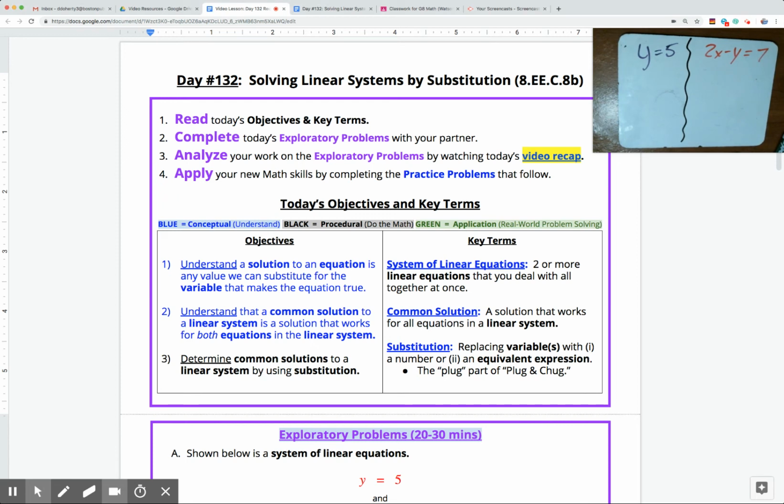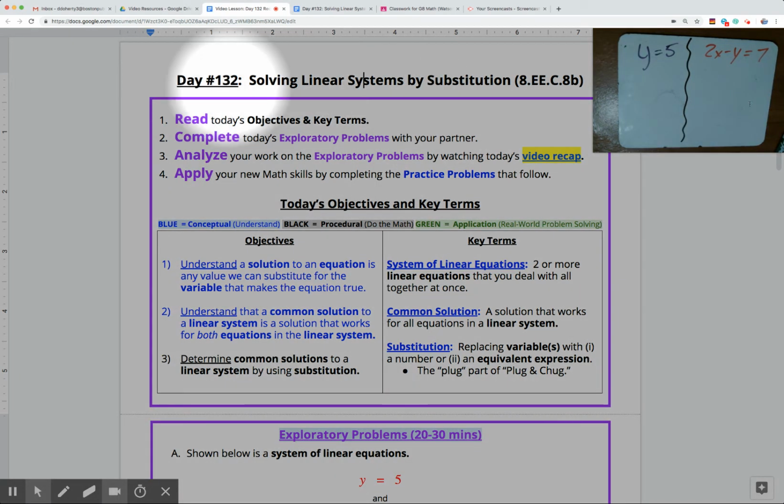Good morning. Happy Thursday. Today is day 132, and our work today continues to focus on linear systems. Specifically, we're going to focus on how we solve these linear systems by using a method we call substitution.